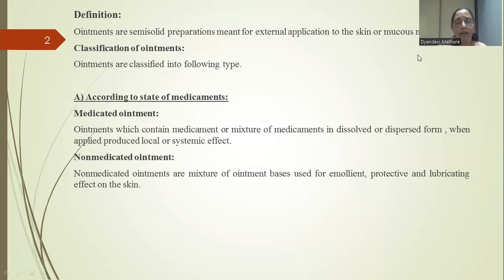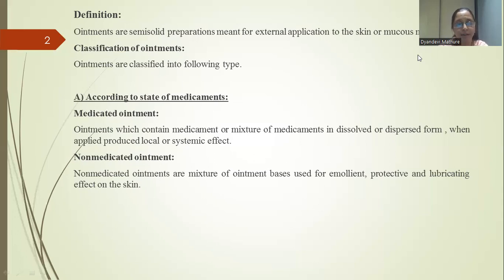Now, what is the classification of ointment? The ointments are basically classified into different types. According to state of medicament, the ointments are classified as medicated ointment and non-medicated ointment. We have discussed in the case of suspension and emulsion that the very first ingredient in the formulation is always the drug. So drug is nothing but your medicament. So according to state of medicament, ointment is classified as medicated and non-medicated ointment.